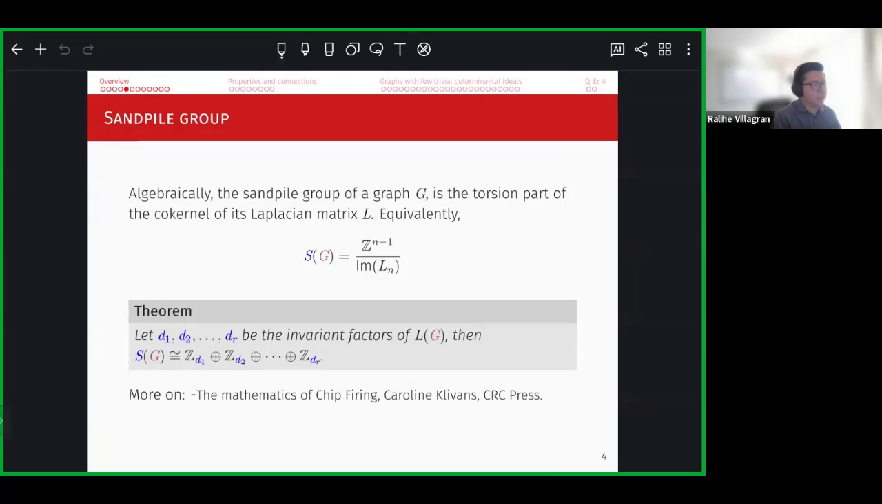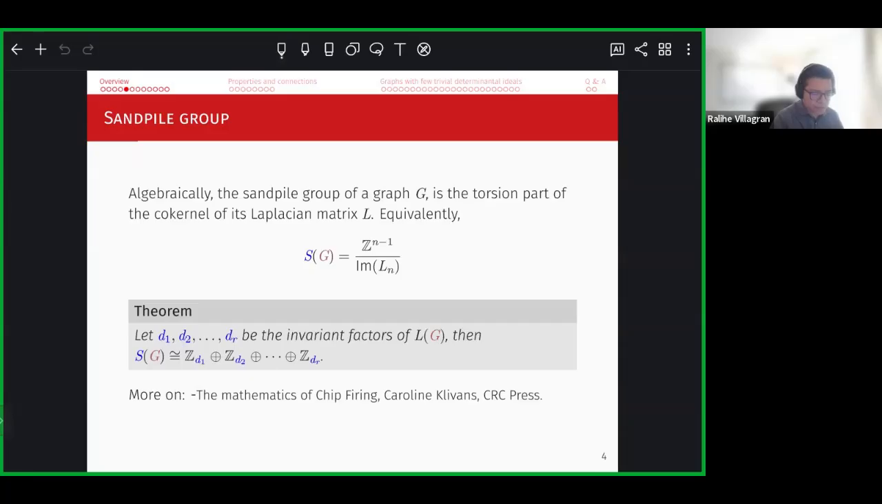This normal form is connected with the sandpile group of a graph. One can say a lot of things about the sandpile group of a graph, with combinatorial connections with chip-firing games on a graph, which are also connected with the Tutte polynomial, with nice fractal patterns, and so on. But I'm not going to talk about that. That's another talk. The Mathematics of Chip-Firing by Caroline Klivans is one of the best, if not the best, references for it.